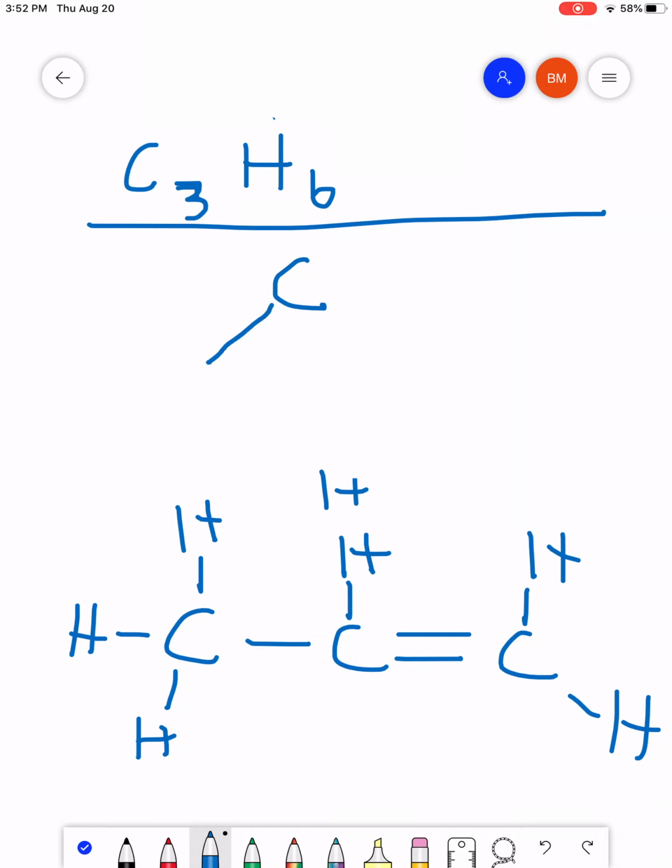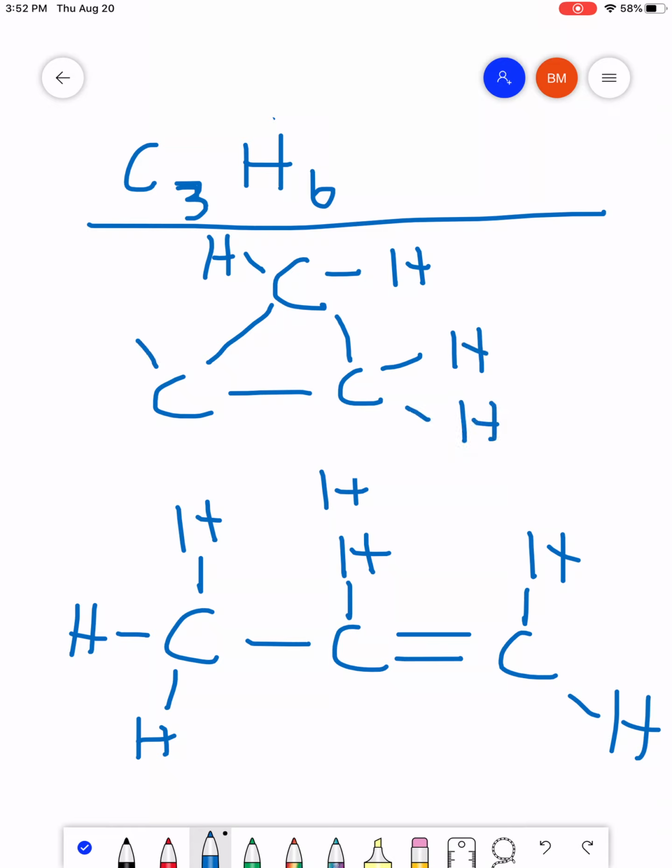You can actually take those three carbons and draw them in a cyclic structure. Yes, we can have rings. Everything we've been doing so far is what we call acyclic. This is a cyclic structure, and if you fill in the rest of the H's, each carbon has 4 bonds, each H has 1 bond. We have C3H6, this works.